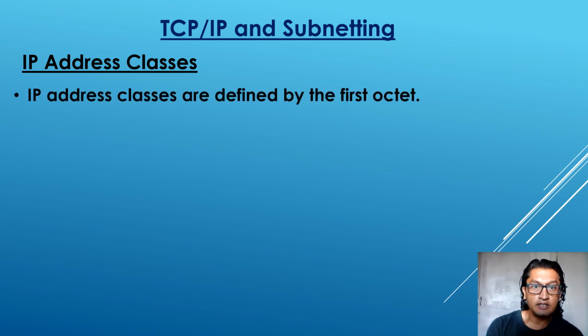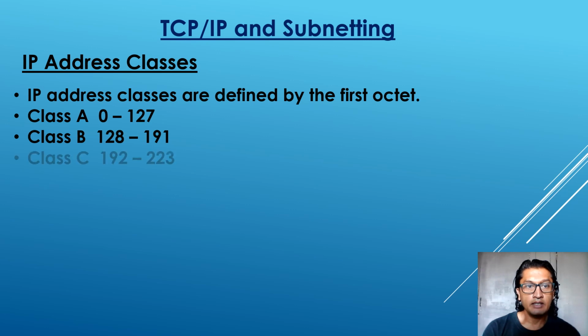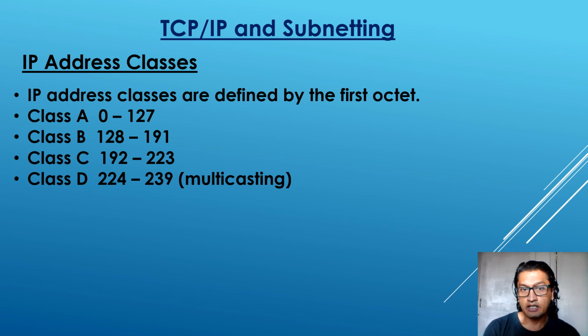Your IP address classes are defined by the first octet, so the first number in your IP address before the period is what defines the class of IP address. Class A is 0 to 127, so any IP address that starts with 0 to 127. Please be aware that 127 is reserved for loopback testing, so in actual fact, you'll only really use 0 to 126 in a Class A address. Class B is 128 to 191, Class C 192 to 223. Class D is for multicasting, 224 to 239.